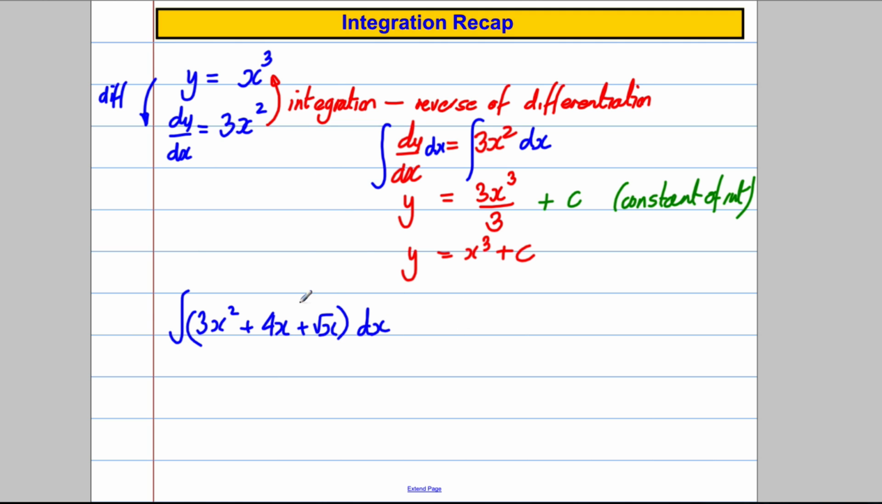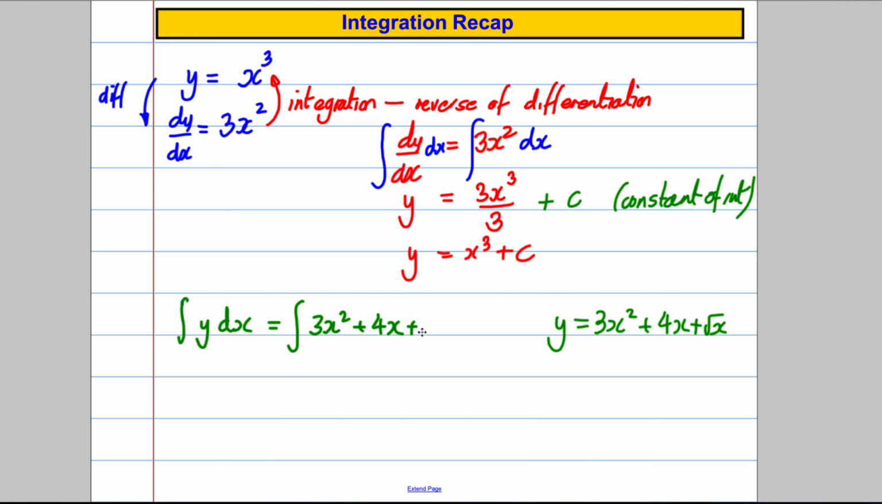Or the other way of writing it, say if I told you that there is some function y and it's equal to 3x squared plus 4x plus the square root of x. And what I could do is I could ask you, what's the integral of y with respect to x? So basically I'm asking you the same question. I'm asking you to integrate 3x squared, add 4x, add the square root of x with respect to x. Now that's when the question is not in the context of starting off at a gradient function and going back to the original function. It's just perform the operation of integration on this.